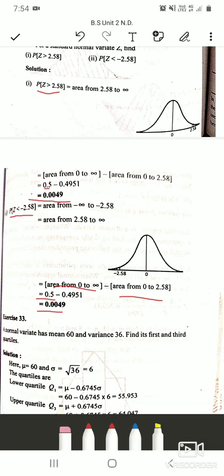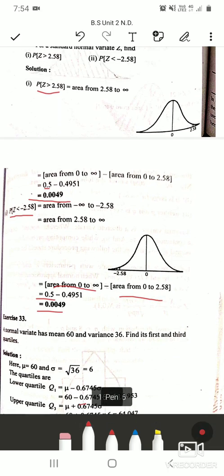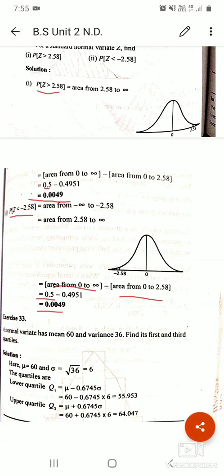For this, first multiply 6 with 0.6745, and whatever answer you get has to be subtracted from 60. Don't subtract 0.6745 from 60 and then multiply with 6, it is wrong. First do the multiplication and then subtract it from 60, and we will get 55.953. Then for the upper quartile, add that value, and we will get 64.047. So these are the lower and upper quartiles.